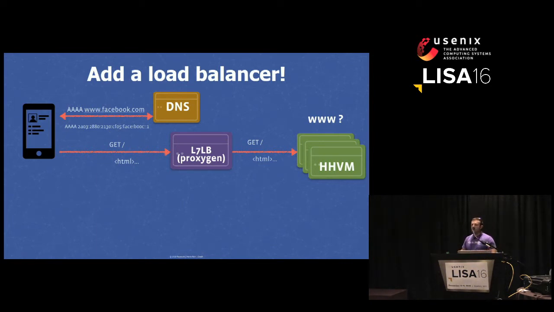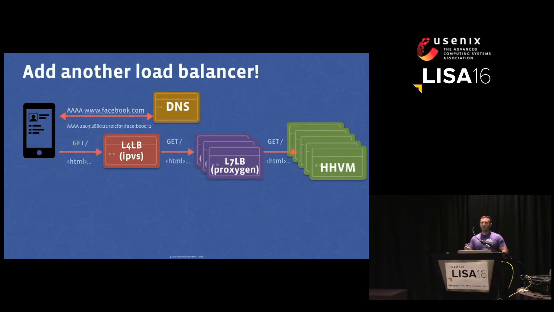So cool, now we've terminated all the TCP and SSL connections on this one L7 ProxyGen server, and we have a lot more HHVMs behind it. But we still need a lot more RPS. We still need a lot more HHVM servers, and that ProxyGen server is a single point of failure. So how do we solve adding more ProxyGens? We add another load balancer in front of it. This is where we introduce our L4 load balancer.